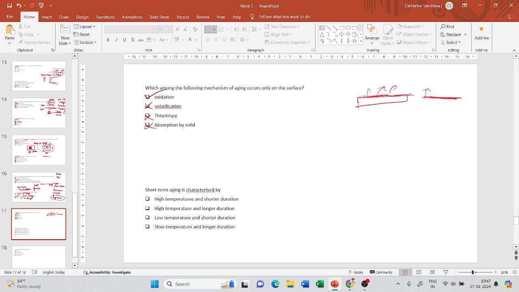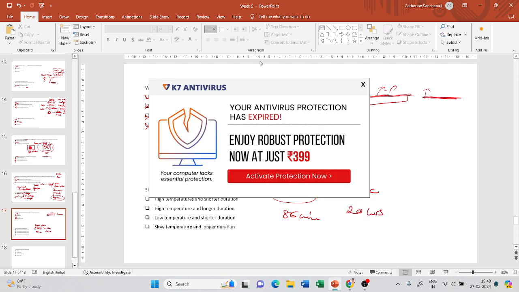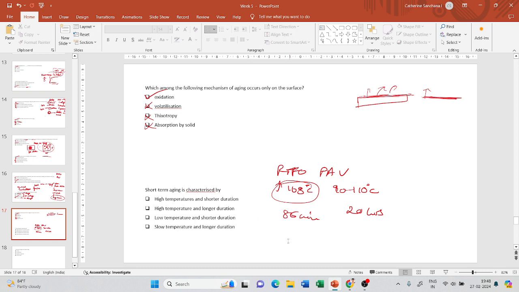Short-term aging is characterized by what? Short-term aging is characterized by, so remember RTFO and PAV procedures that we saw? Here we subjected it to 163 degrees Celsius, here 90 to 110 degrees Celsius, so higher temperatures. Here we subjected it for 80 minutes, here for 20 hours. So it is characterized by high temperature and shorter duration. Okay.